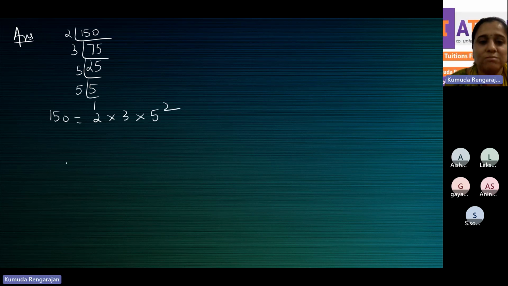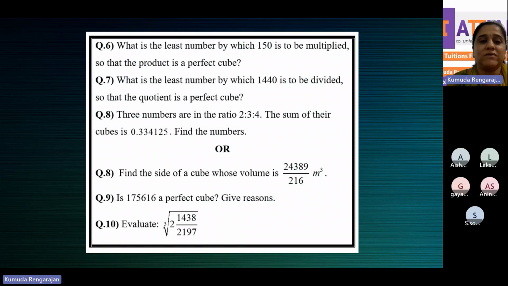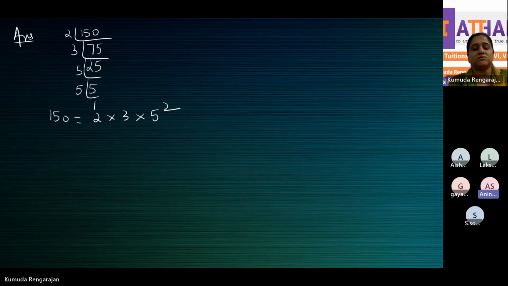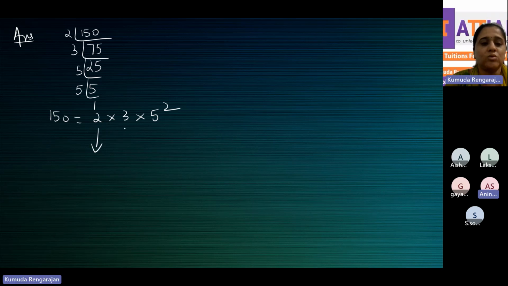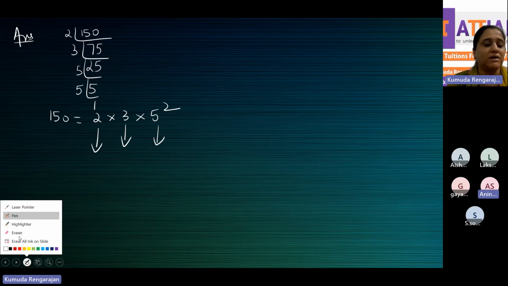The question is, what is the least number by which it should be multiplied so that it becomes a perfect cube? Yes, ma'am. So which are the numbers that are not in triples? We have 2, 3 and 5. None of them occur in triples.